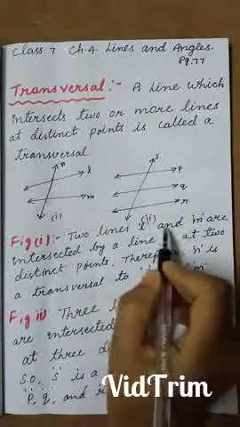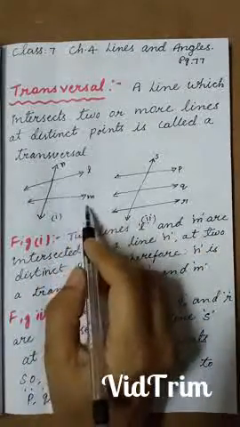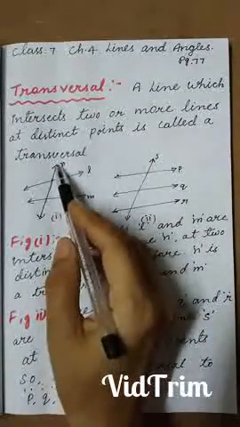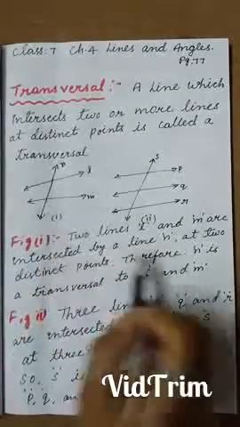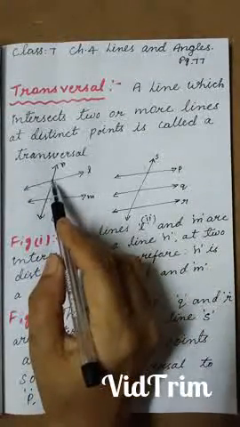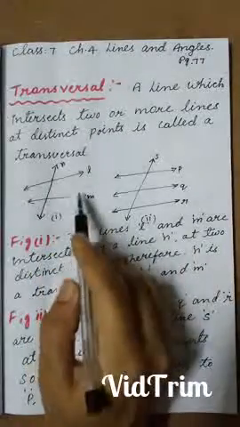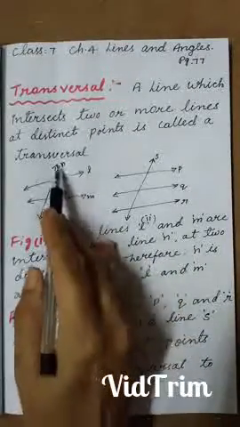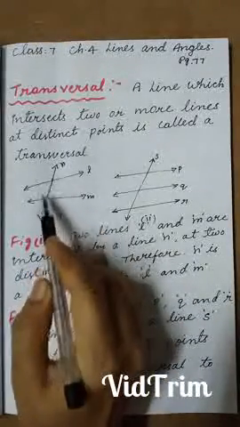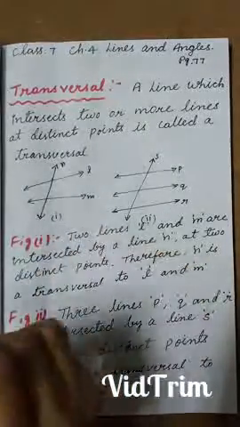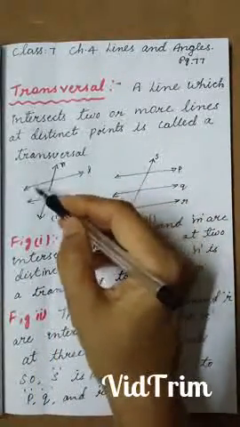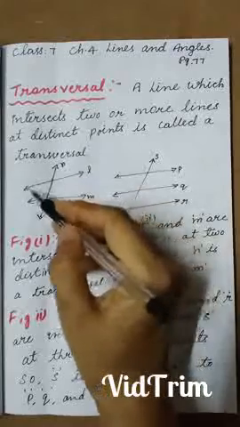Two lines L and M are intersected by a line N at two distinct points. Which are those? Here and here. Distinct means different. These two lines are intersecting in two distinct points. Therefore, N is a transversal to L and M.